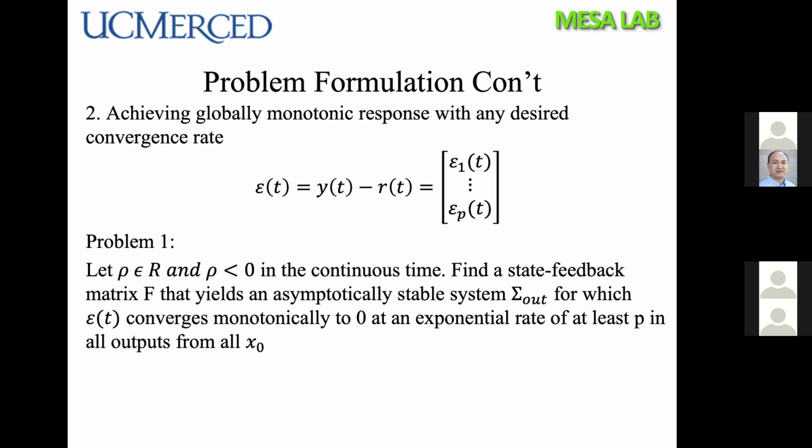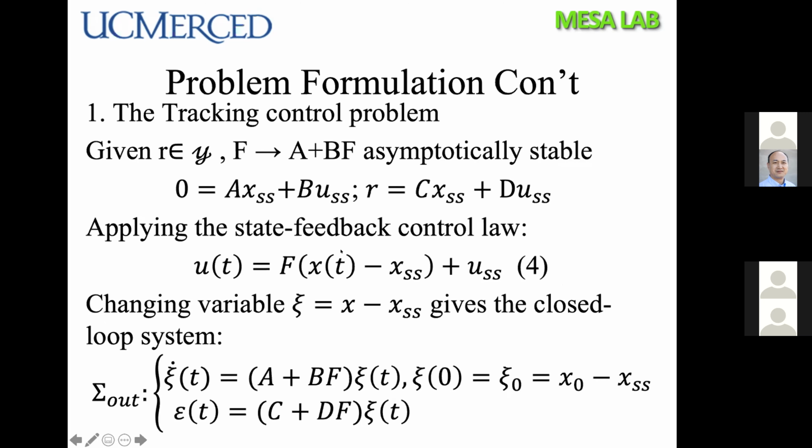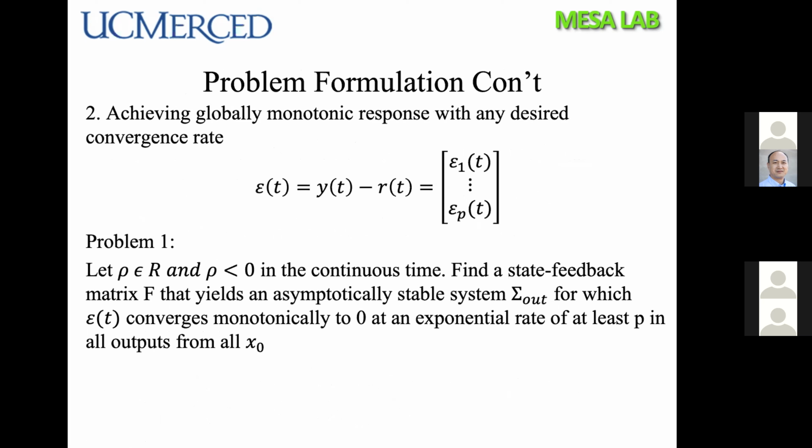We are more concerned with the general problem of finding a gain matrix such that the closed loop system obtained using equation 4 can achieve monotonic response and any desired rate of convergence from all initial conditions. We shall describe this property as global monotonicity. We describe the problem as follows in terms of the tracking error epsilon(t), which equals y(t) minus r(t). We can get this matrix.